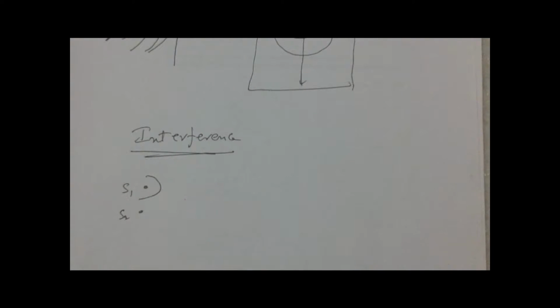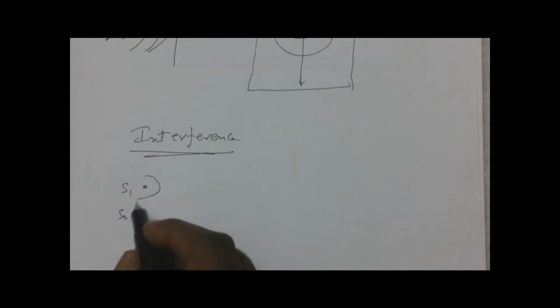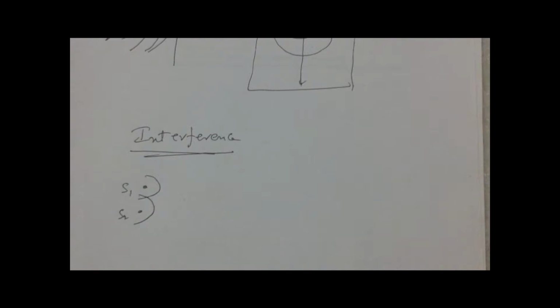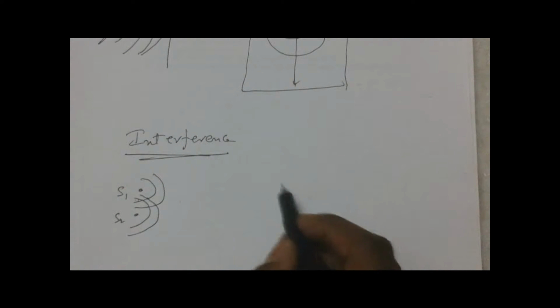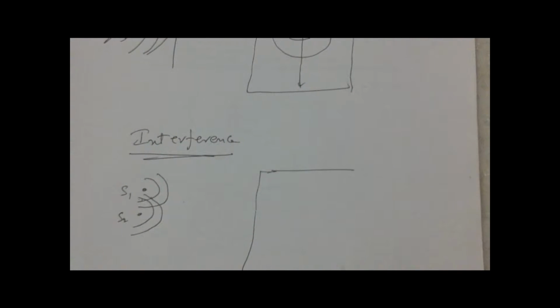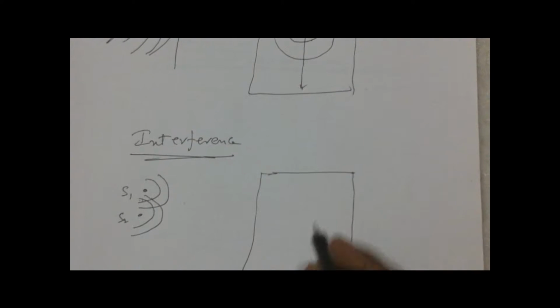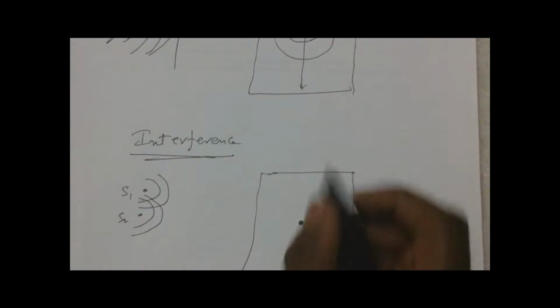From the first source, a spherical wavefront is coming. From the second source, another wavefront is coming, like this. First wavefront and second wavefront. Again, another wavefront from the first and another from the second. Like this, two waves are superimposing, and on the screen you are getting the same pattern as diffraction, but the central will be here.